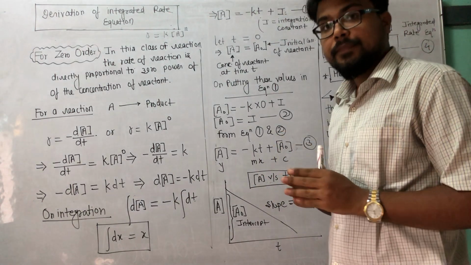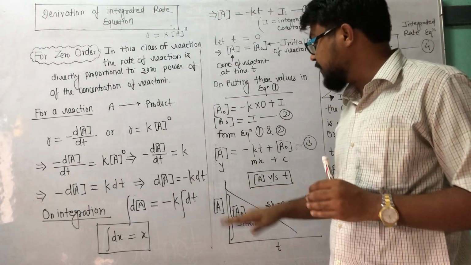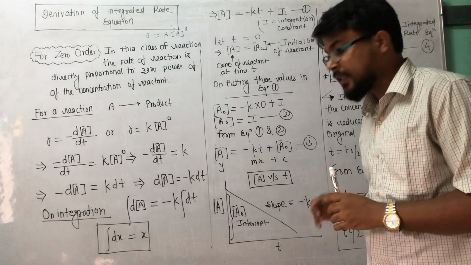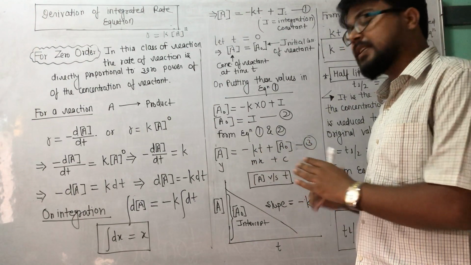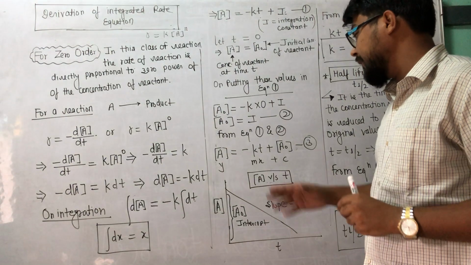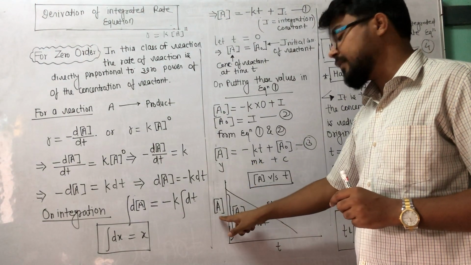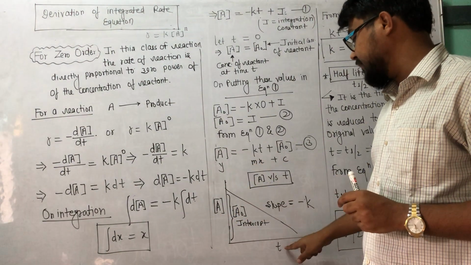This will be a straight line equation, y equal to mx plus c. Remember, whenever y equal to mx plus c is there, we can easily plot a graph in which on the y-axis we put A and on the x-axis we put t.